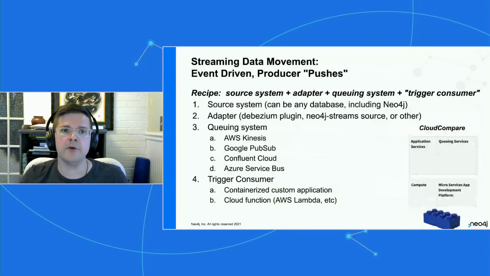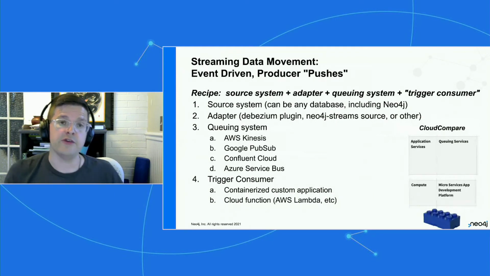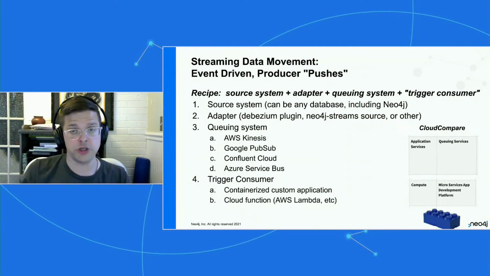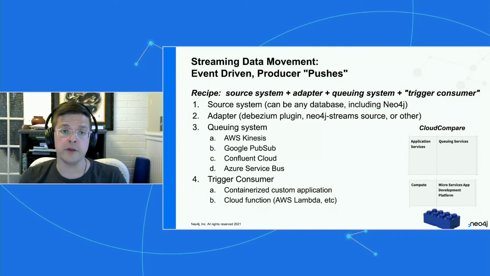So for streaming data movement, this is typically event driven, and it's usually when the producer of the information is pushing the information to you. The recipe here is you've got a source system, you're going to pair it with an adapter, you're going to pair that adapter with a queuing system, and then a trigger consumer. So let's break that apart.